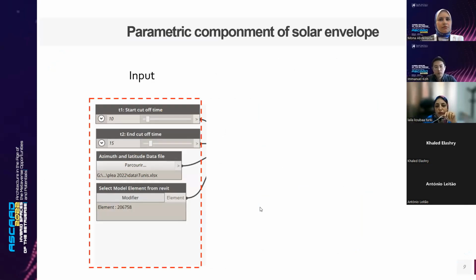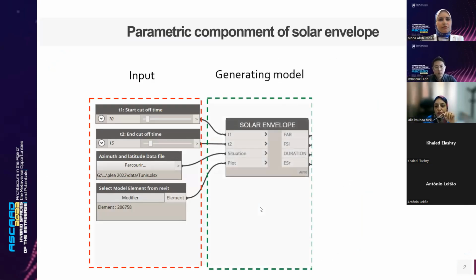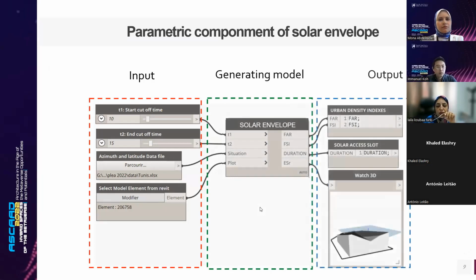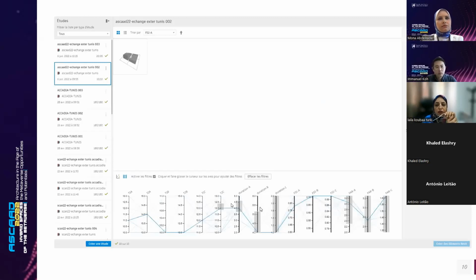We have developed an algorithm on Dynamo for the generation of the solar envelope by shading cut-off time. The program makes it possible to detect the boundaries of the parcel imported from Revit, establish the layout of the building, and generate the solar envelopes for each variation of the shading cut-off time. It also calculates the FAR and the FSI from the variation of the shading cut-off time for each parcel of the block. The inputs are the location of the site, start time cursor T1 and end time cursor T2 of the shading cut-off time interval.